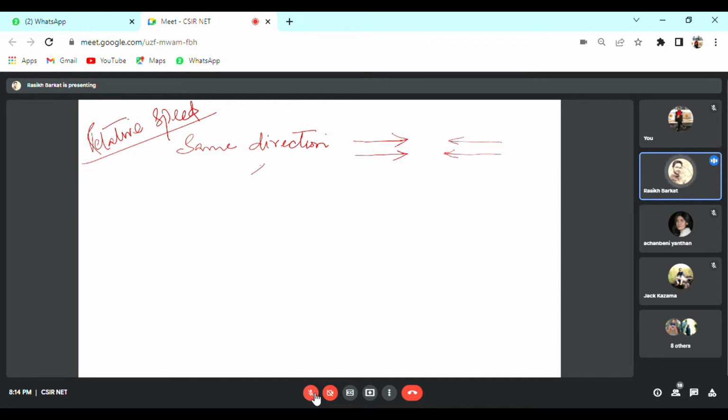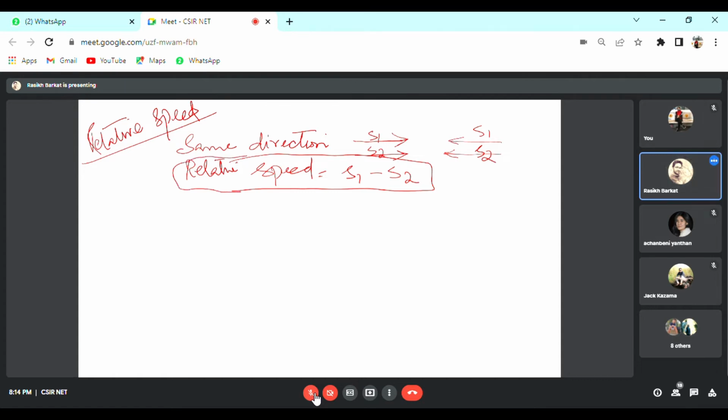They are moving in the same direction. In that case, their speed is adding. This is S1, this is S2. Sorry, not adding, subtracting. So their relative speed will be S1 minus S2, if S1 is more than S2. If S2 is more, then it will be S2 minus S1.